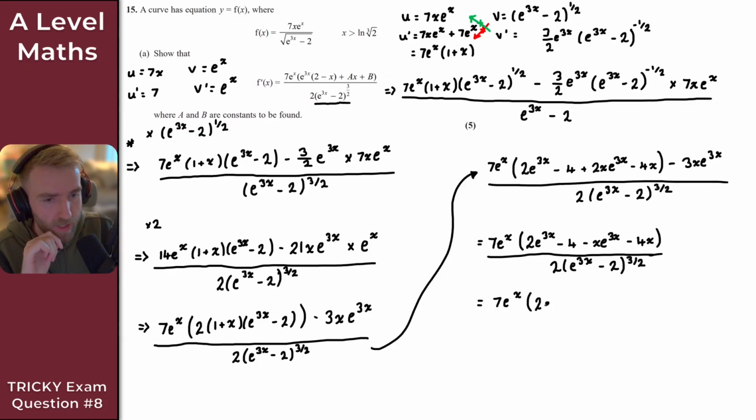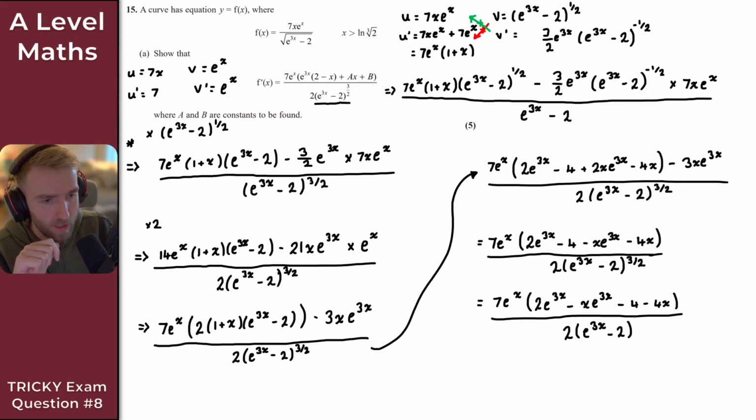I've got 2 e to the 3x minus x e to the 3x. I've got minus 4 and minus 4x here. So minus 4 and minus 4x there, just like that. And that's all over 2 lots of e to the 3x minus 2. That's all to the power of 3 over 2 here.